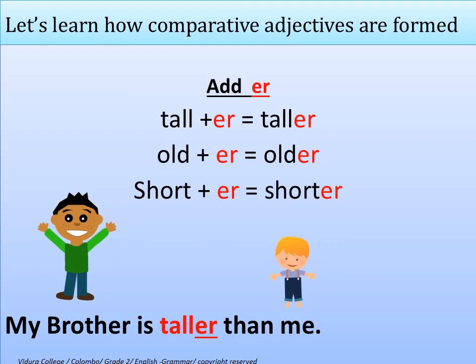Let's learn how comparative adjectives are formed. First, we add er at the end of the adjective and then convert it into a comparative adjective. Tall, we add er at the end of the word tall, and then the comparative adjective taller is formed. Old, older. Short, shorter. Now let's use a comparative adjective in a sentence. My brother is taller than me.